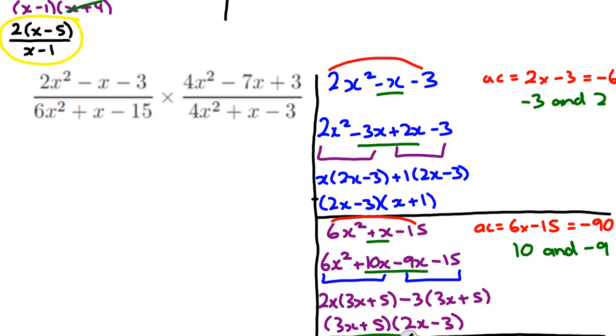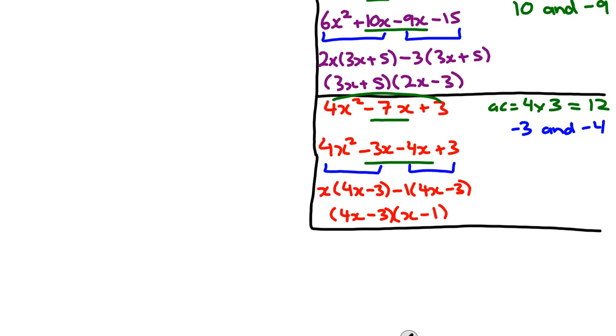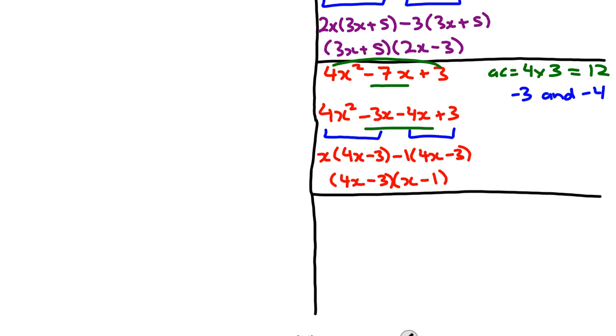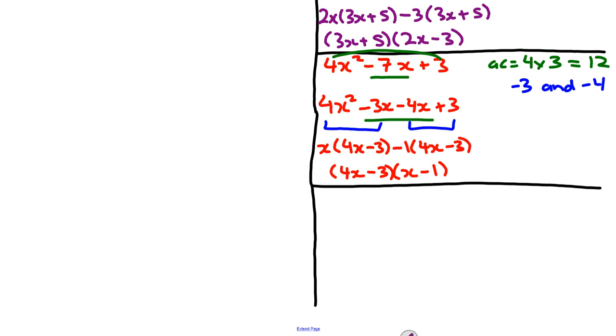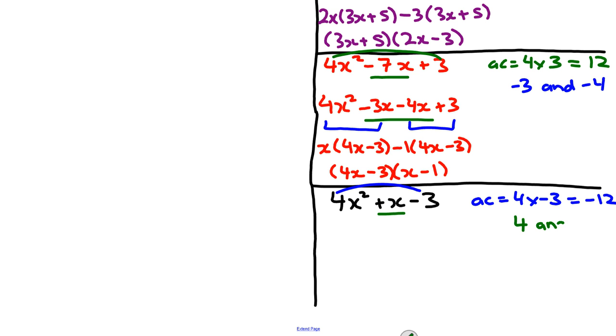So the denominator of the second fraction, 4x squared plus x minus 3. First thing again we have to do, what do? That's right, we work out AC. So AC equals 4 times negative 3 equals negative 12. So it's two numbers that multiply to give negative 12 and add to give positive 1, because it's positive 1x. Have a think. That's right, it's 4 and negative 3.